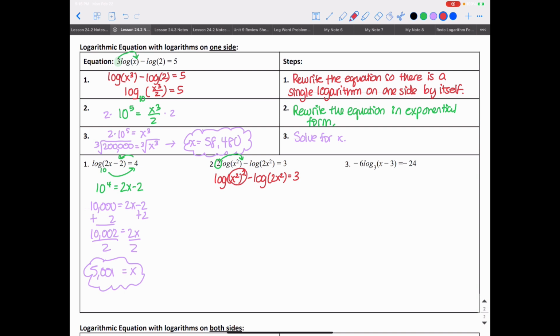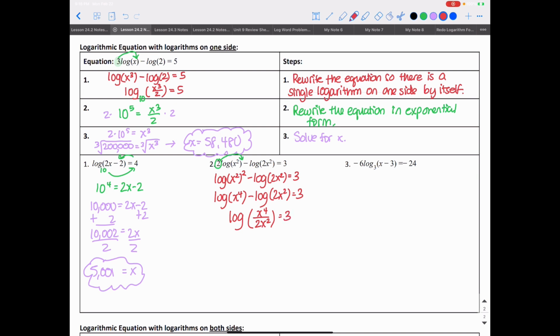For this, I'm going to rewrite it as log of x to the fourth power. Power to a power, I multiply the powers together to simplify. So this is what I'm going to end up with: log of x to the fourth power minus log of 2x squared is equal to 3. I'm going to combine these two. There's subtraction in between, so I'm going to combine them with division. So I'll have log of x to the fourth power divided by 2x squared is equal to 3.